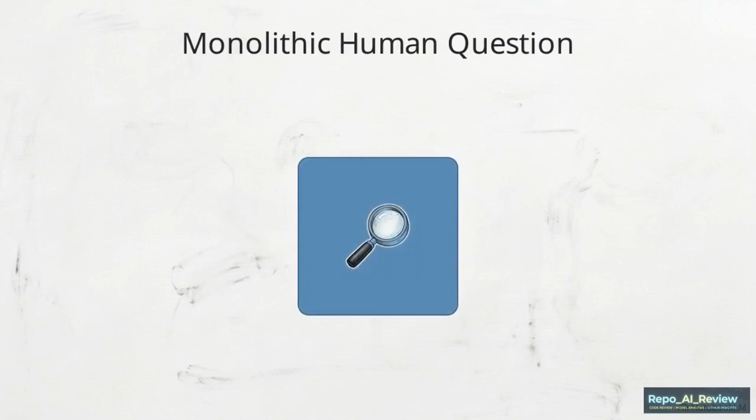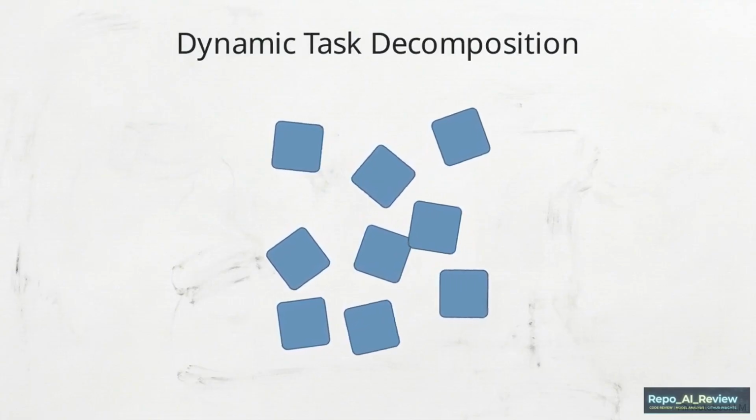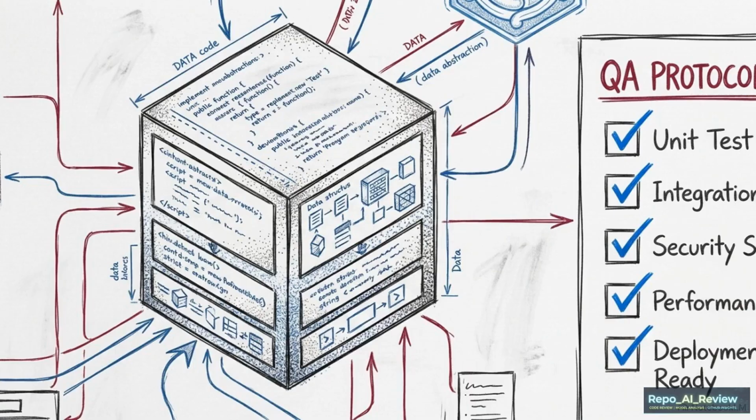Once deployed, Dexter relies on its primary operational mechanic, dynamic task decomposition. It takes a monolithic human question and fractures it into small, executable programmatic steps. But executing steps is only half the process. Dexter's secondary mechanic is stateful self-validation.